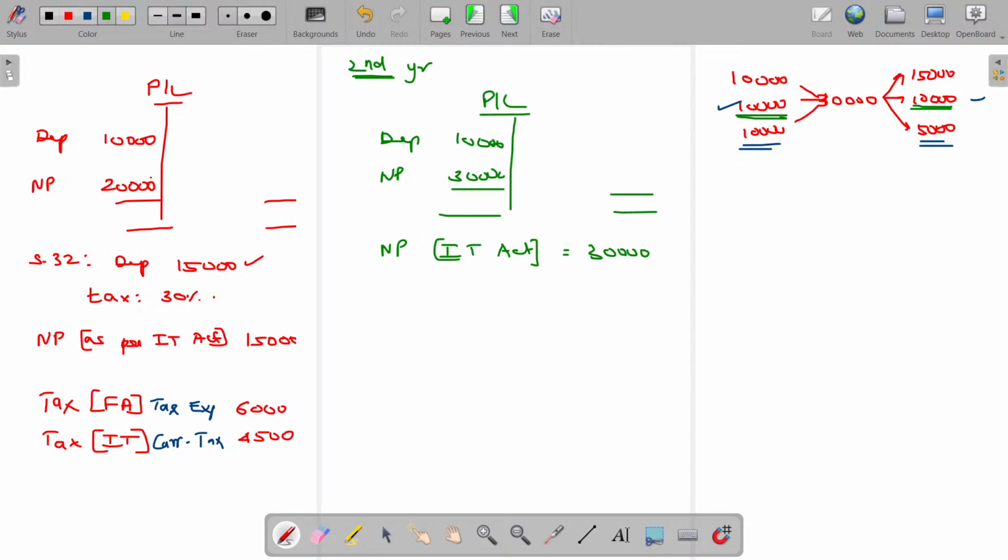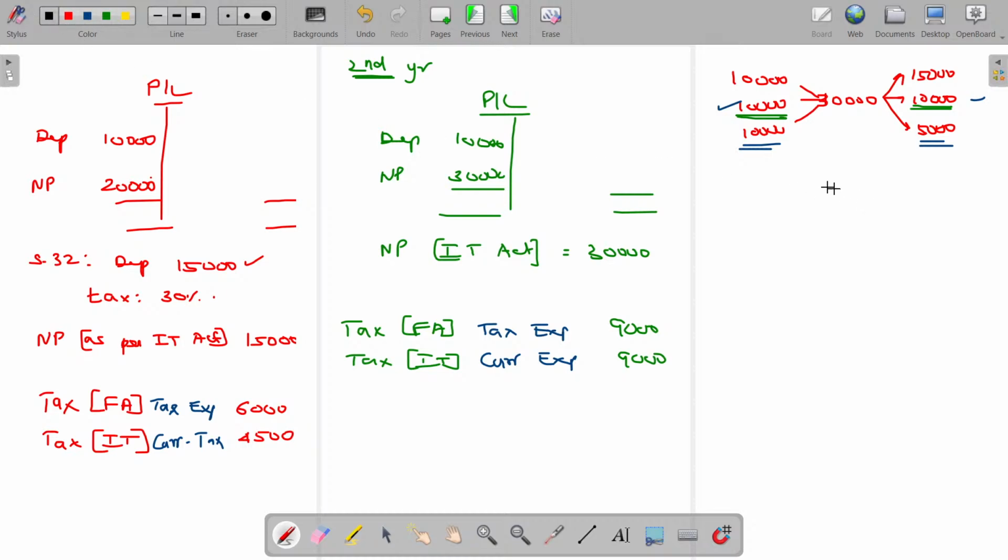Clear? Clear. Now come on. What about the tax for financial accounts purpose? 9,000. What about the tax for IT purpose? Also 9,000. Okay. Means the tax expenses and current tax both are same. Clear?